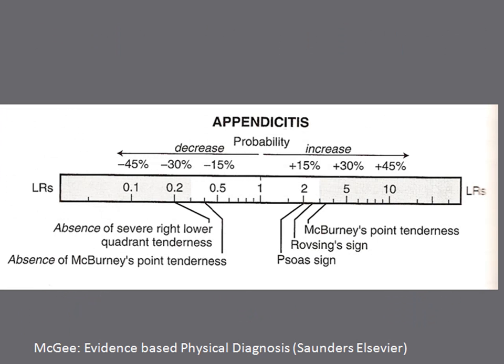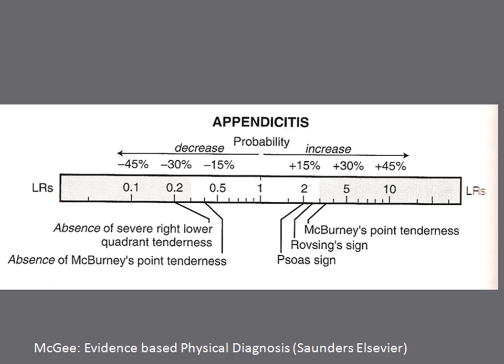Here's an example for appendicitis. You can see many of the physical exam findings classic for appendicitis, such as McBurney's point tenderness, Rovsing's sign, and the psoas sign. You might notice that the positive likelihood ratios for these classic indicators are not impressive. They might increase the probability of appendicitis by only 15–20% if present.